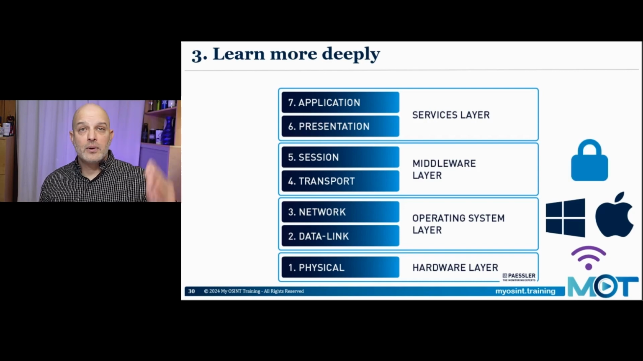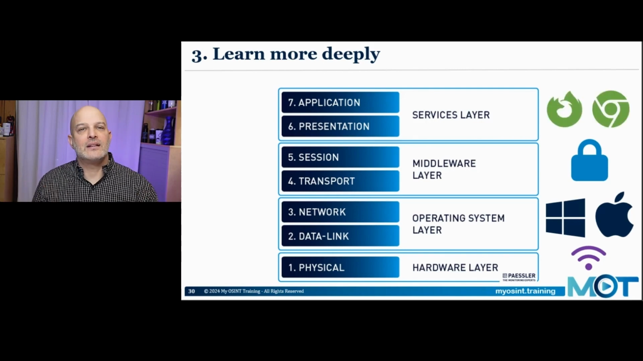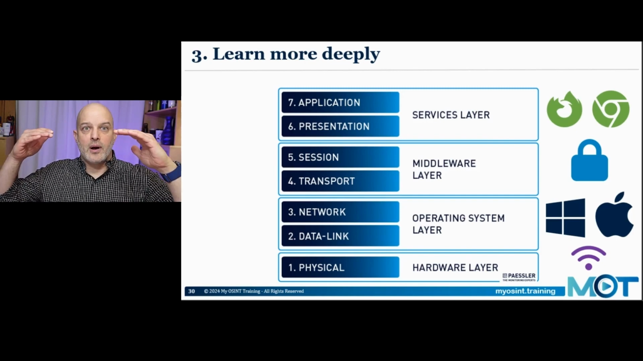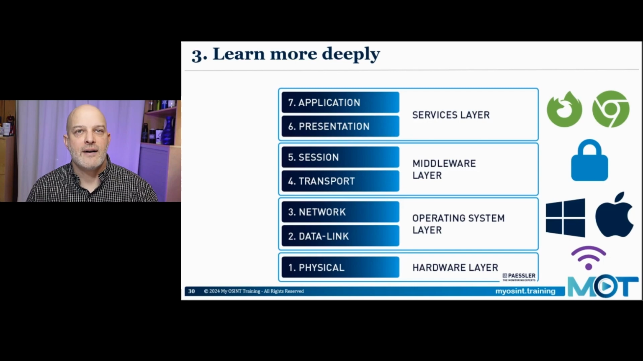Then moving up this stack, we have things at the session and the transport layers like protocols and encryption, like HTTPS, that's SSL or TLS. Those things happen at this layer, and we can learn about those things. And then at layers 6 and 7, we have things like the applications that we're using, things like Firefox and Chrome and Brave and Tor. A lot of the interfaces that we work on happen at layer 7.